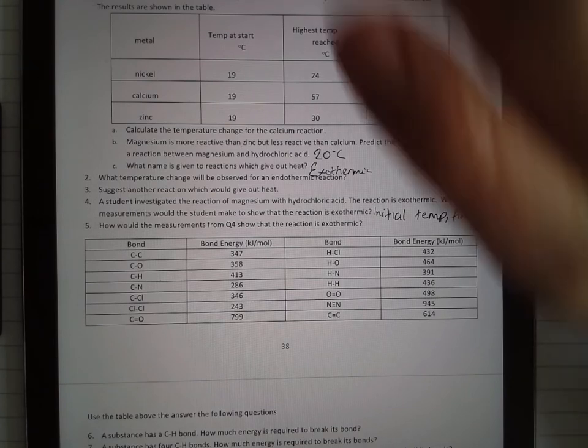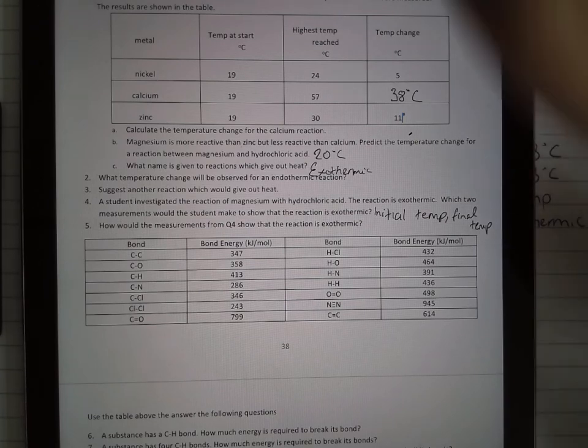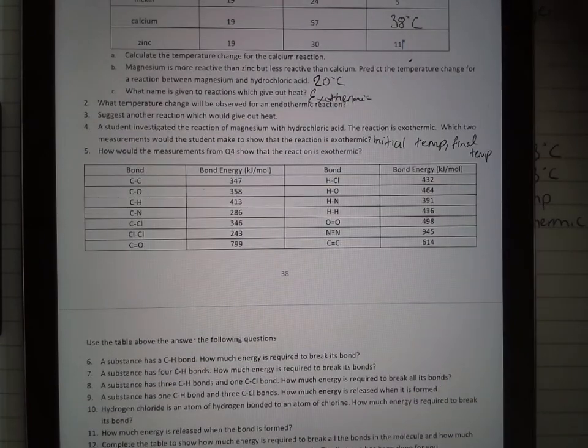In the next video, I'm going to go through why some reactions are endothermic and why some reactions are exothermic. And once we have gone through that, then you can use that information to answer the rest of the questions. But watch the next video so that I can explain why some are exo while some are endo.